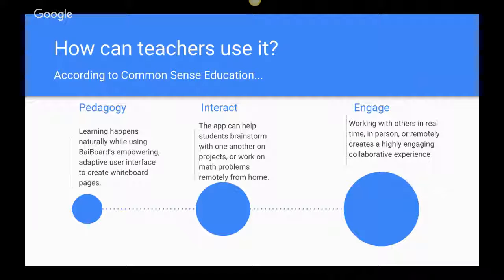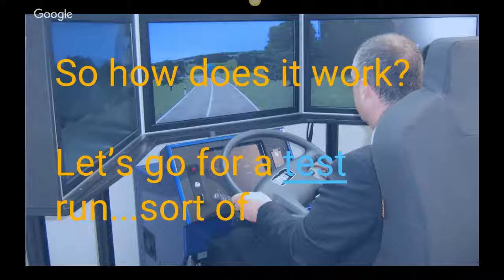And you can engage. You'll work with others in real time, in person. They can hear your voice. It doesn't matter that you're in this 3rd grade classroom here in Garland, Texas. You can engage and collaborate with students in Mount Pleasant, South Carolina. So how does it work?